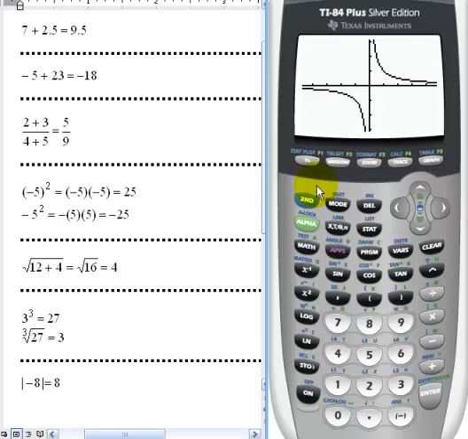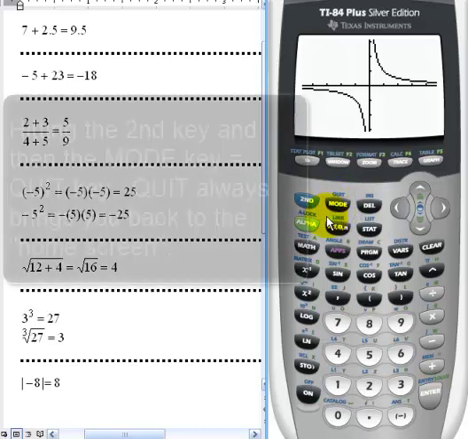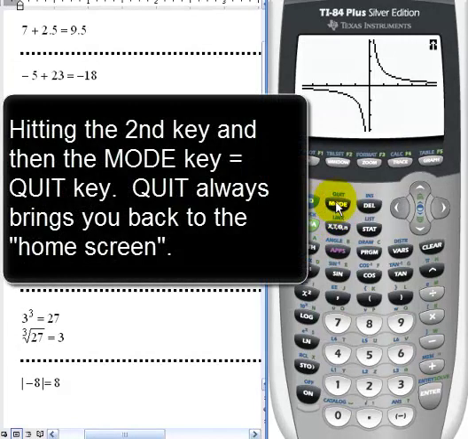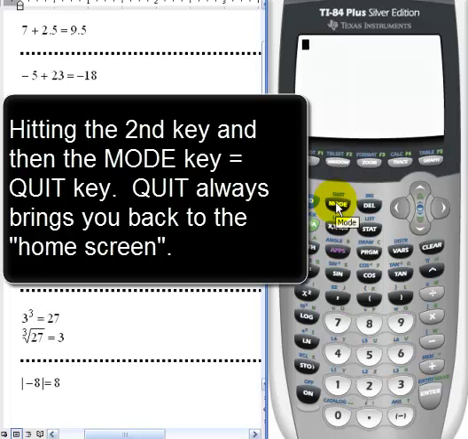No matter what window I'm currently in, right now I'm in a graphing window, above the mode key is the quit button in blue. In fact, every key has a blue feature or option above it. To access that blue option, I click the blue second key and then the button I'm trying to access the blue feature above. So in this case, I would like to quit the current menu and go to the home screen. I will click second mode and quit the graphing screen. Now I'm at the home screen.